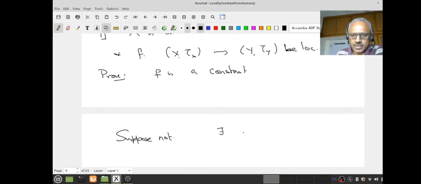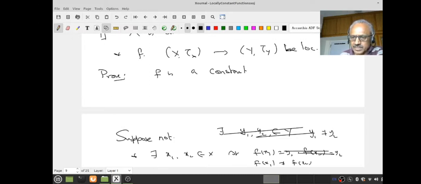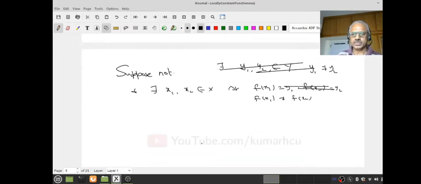Therefore there exist y1, y2 in Y, y1 not equal to y2, and there exist x1, x2 in X so that f(x1) is y1, f(x2) equal to y2. But I should say f(x1) is not equal to f(x2). That's good enough. It's not a constant. That means there exist 2 points, x1 not equal to x2, so that f(x1) is not equal to f(x2). If it's not a constant, then at least it takes 2 distinct values. That's what I'm saying. Do all of you understand that?